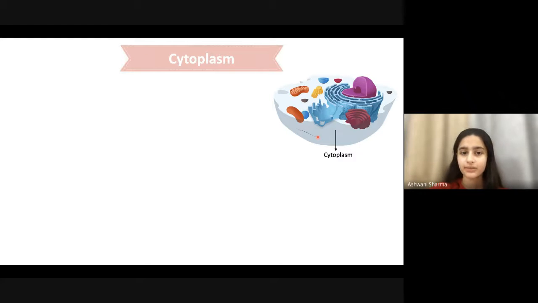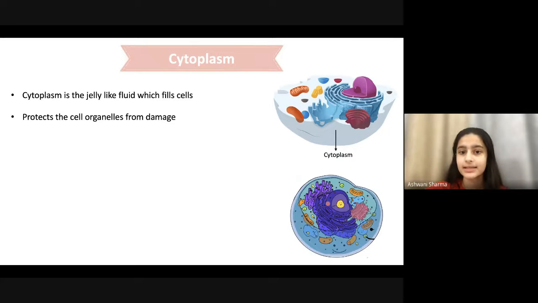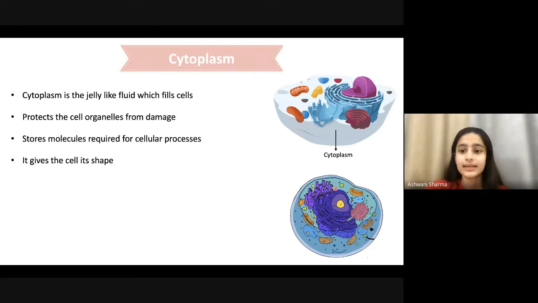The organelles of the cell, they aren't just floating in thin air inside the cell. Instead, they're floating inside the cytoplasm. So the cytoplasm is the jelly-like fluid which fills the cells. The cytoplasm surrounds the cell organelles and it also protects them from damage. The cytoplasm also stores molecules required for cellular processes, such as metabolism, photosynthesis, homeostasis, etc. The cytoplasm also gives the cell its shape.